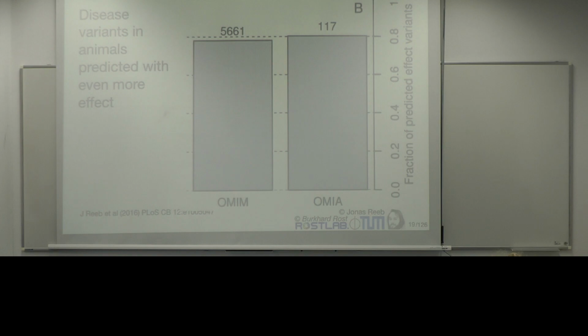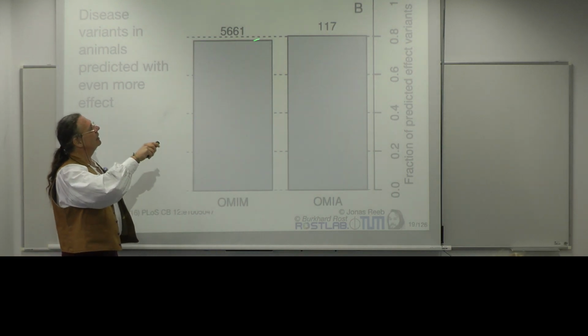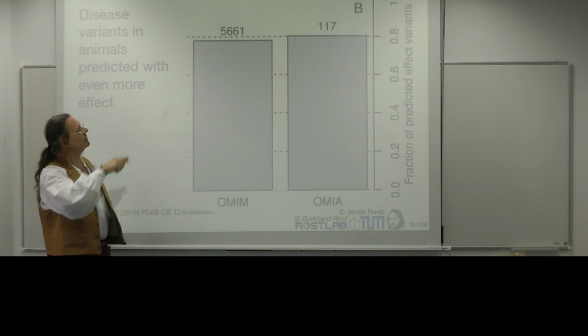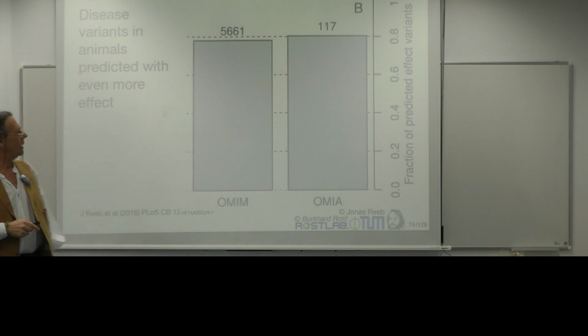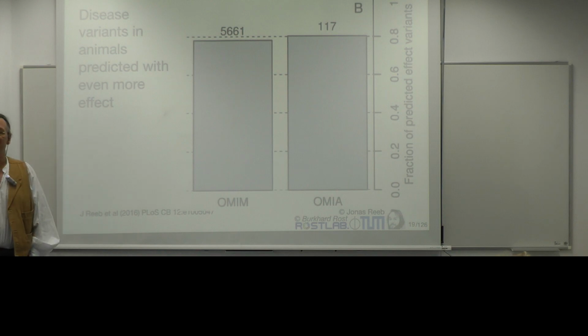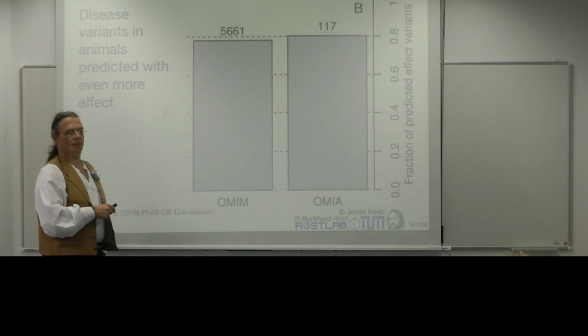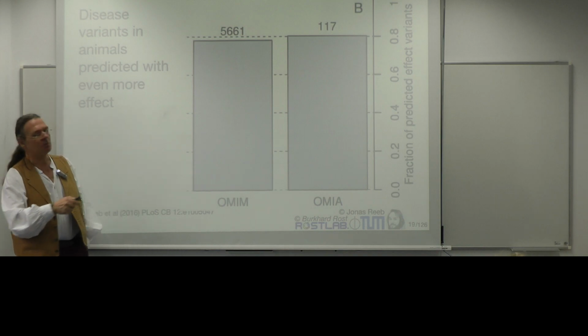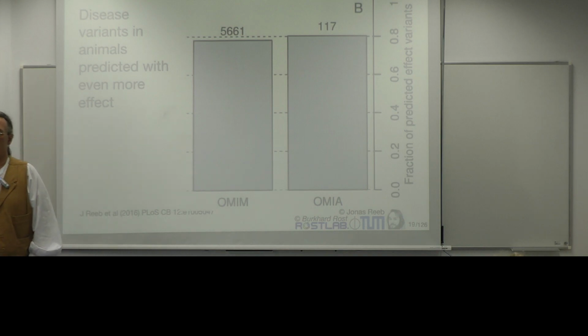Okay, here's a different view. And that different view is all the variants, so the number here was wrong, it's not 2,000, it's 5,661. So these are disease-causing variants in human. This is in animals. The number is much smaller because the curation is, so human is more studied than animals, as simple as that.